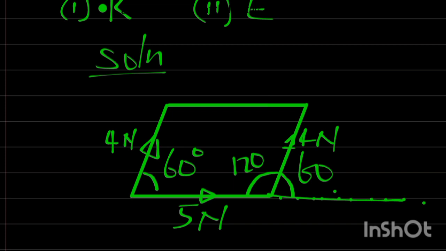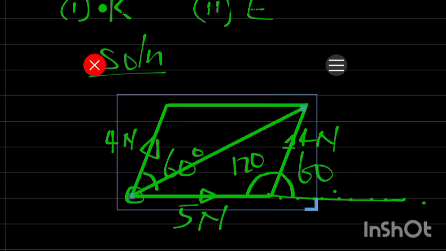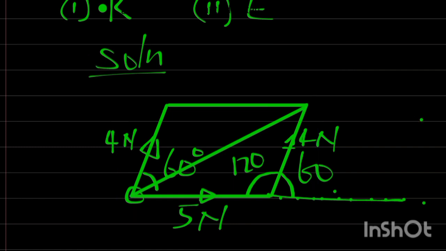According to the parallelogram law of vectors, the diagonal of the parallelogram drawn from their common point is the resultant. This is their common point here, not drawn from here to here. That is not the resultant, because it is not drawn from the common point, but from here to here. That will be our diagonal. This is our resultant that we want to calculate.